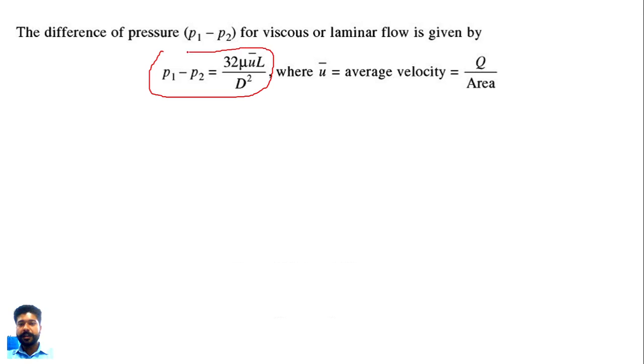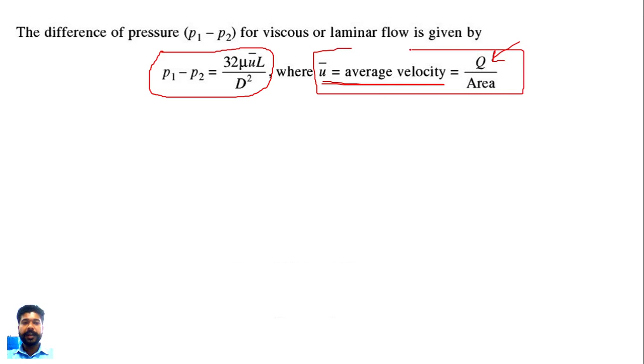this equation, which we have already seen in the Hagen-Poiseuille formula in our previous session: P1 minus P2 equals 32 mu u bar L divided by d square, where mu is viscosity and u bar is the average velocity, which equals Q divided by area, where Q is your discharge or the volumetric flow rate. First of all, we need to find this u bar, the average velocity, and put this value of u bar in this equation.